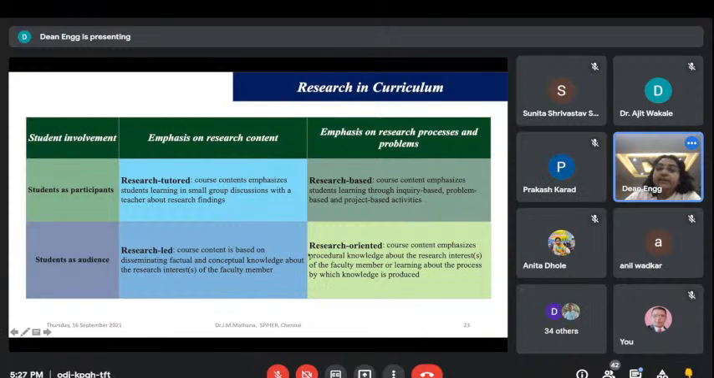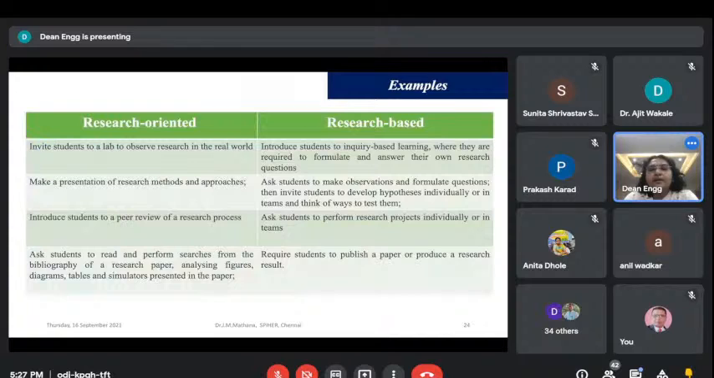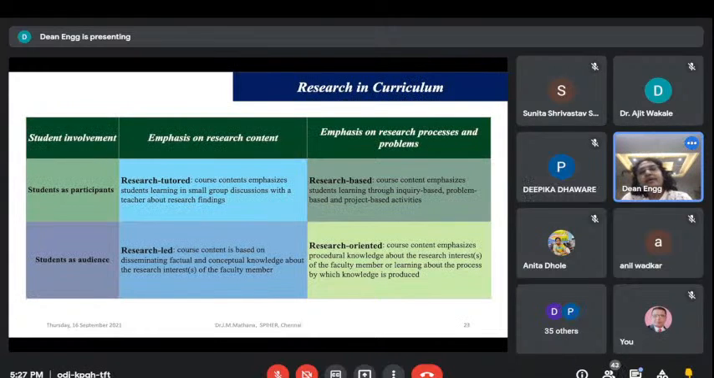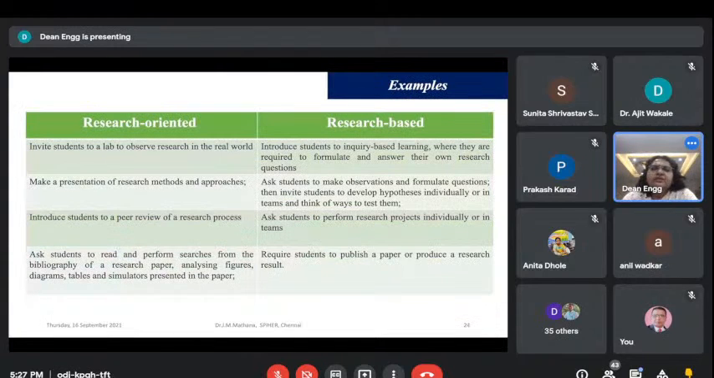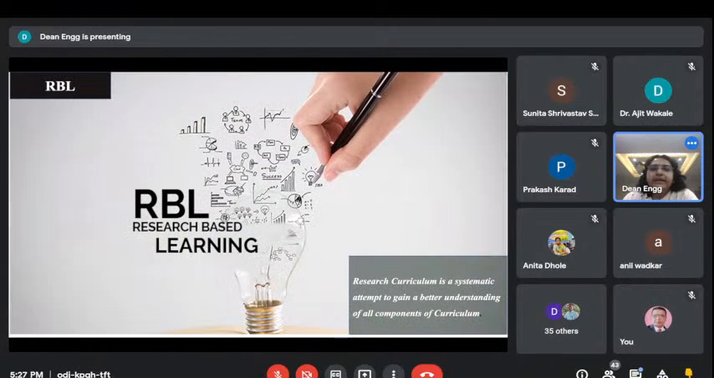Even though it emphasizes research process and problems, here the students are only the audience. So among the four, the best one is research-based learning, because here the students are involved in the research, and this learning also emphasizes research process and problems.